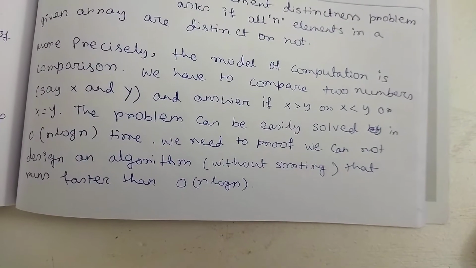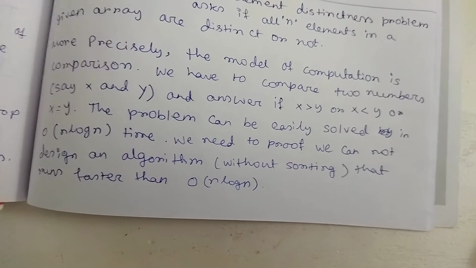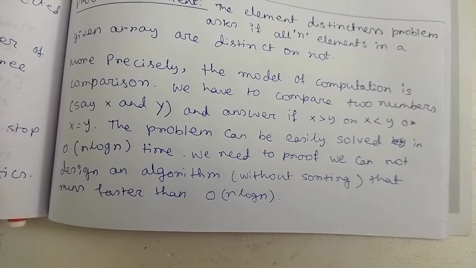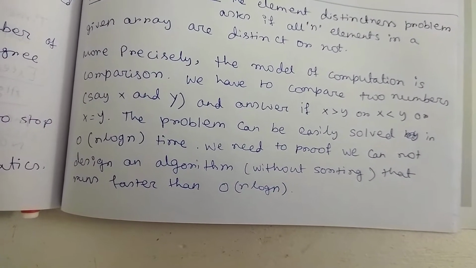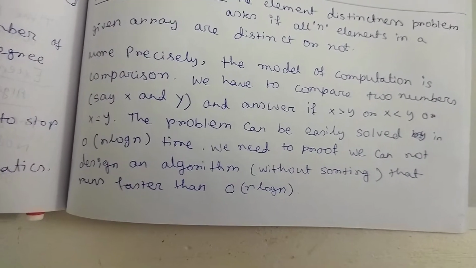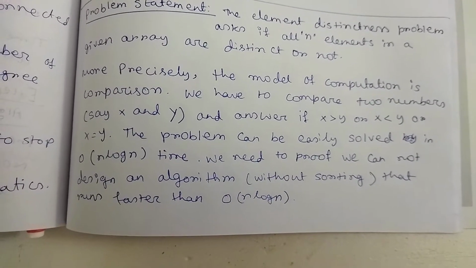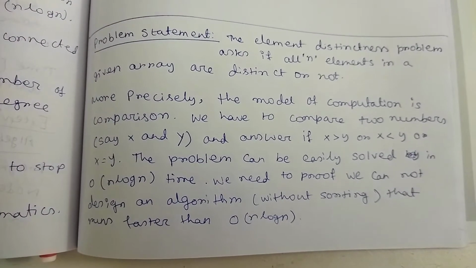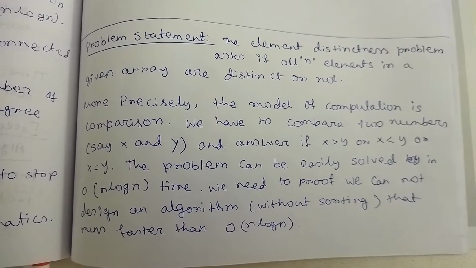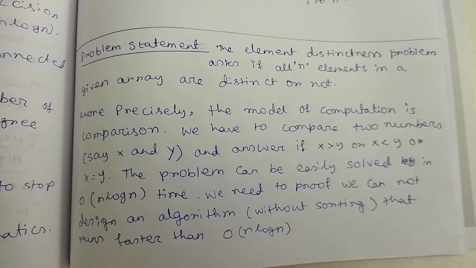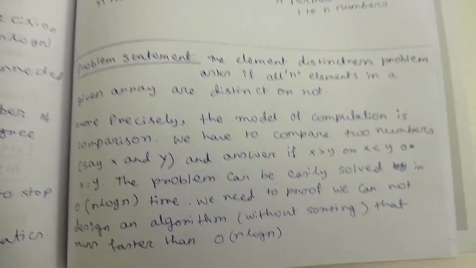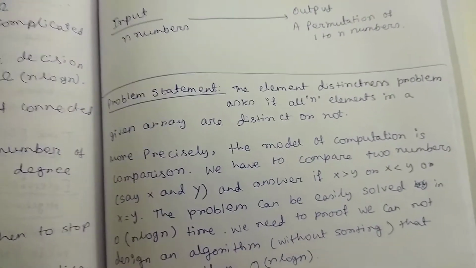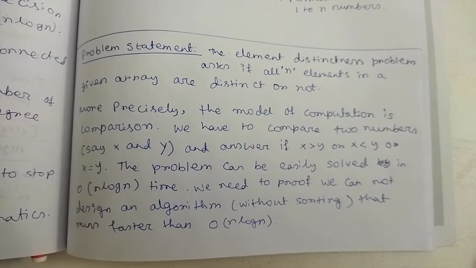The problem can easily be solved in order of n log n time via sorting. And we have to prove that the lower bound of the problem is also the same, because we can't optimize the problem further. That is the lower bound of the problem. So order of n log n is the best case in this problem. Let's see an example of the problem.